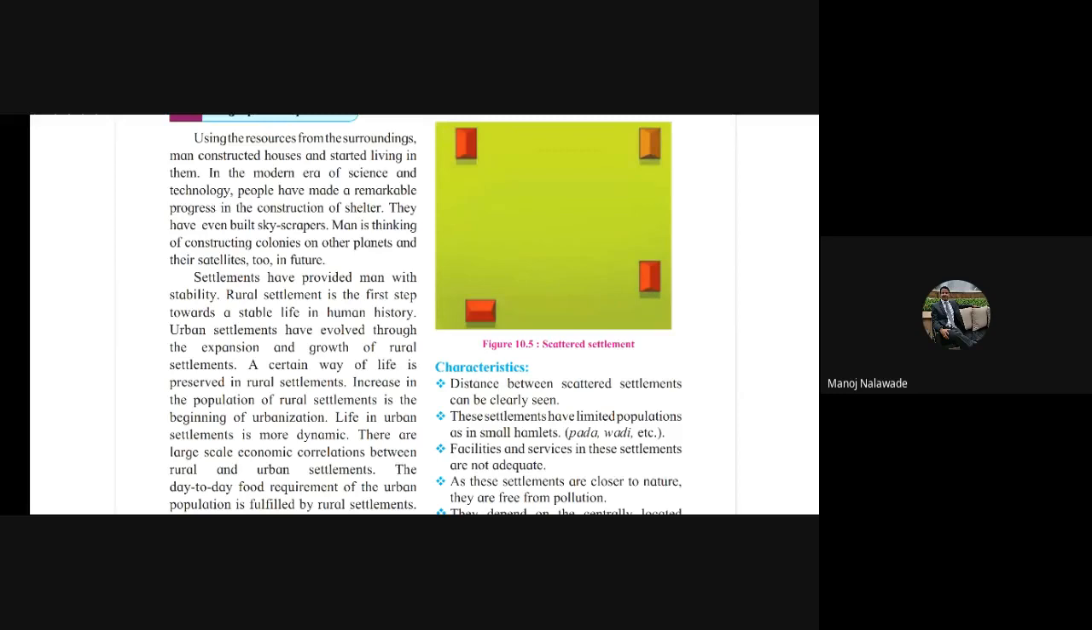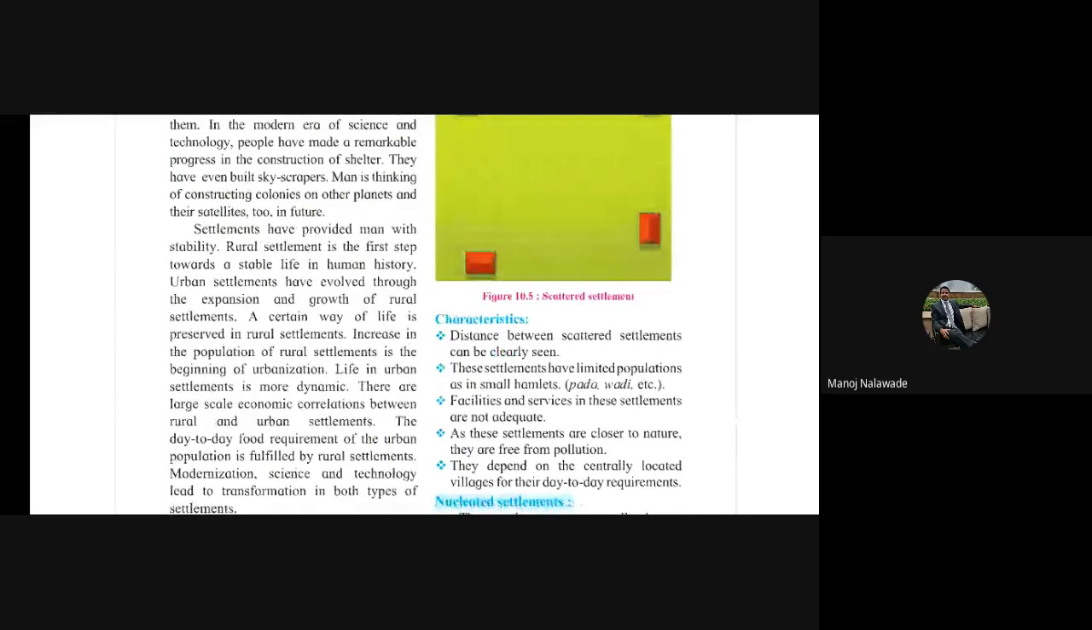Settlements have provided man with stability. So why is settlement important? Because it provides stability. Consider a life where you have to move every day, just wandering here and there. There is no house for you, so it is very difficult to get settled and get stability. That's why once people get settled somewhere, they become somewhat stable. Rural settlement is the first step towards a stable life in human history.